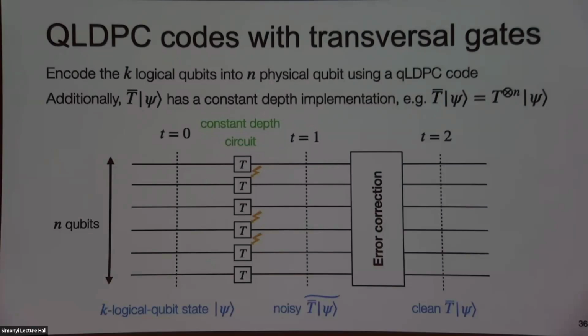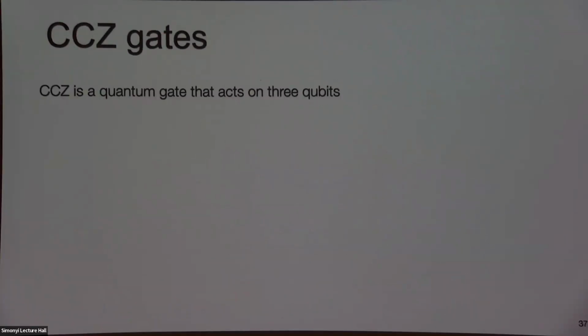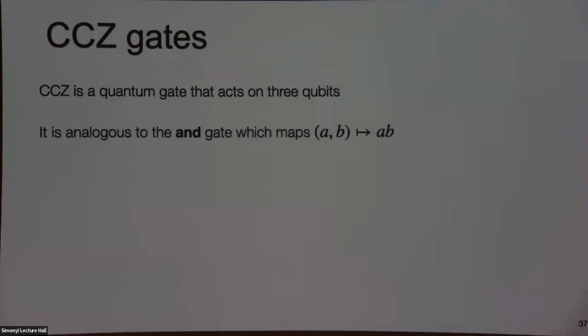Okay. So this is the context where we care about these transversal gates. And one of the gates that we'll care about here is the CZZ gate. A CZZ gate is a quantum gate that acts on 3 qubits, and you can think of it as an analog of the AND gate.